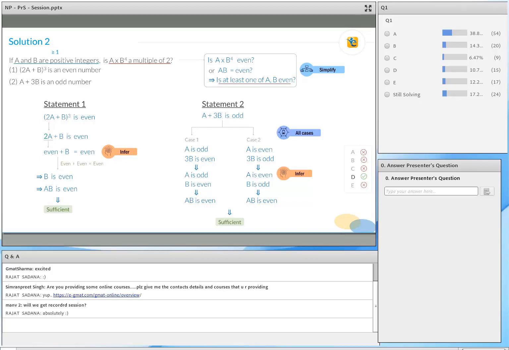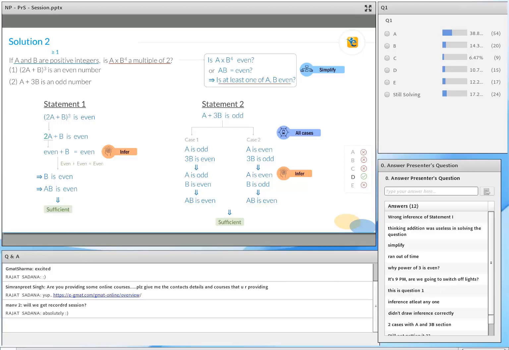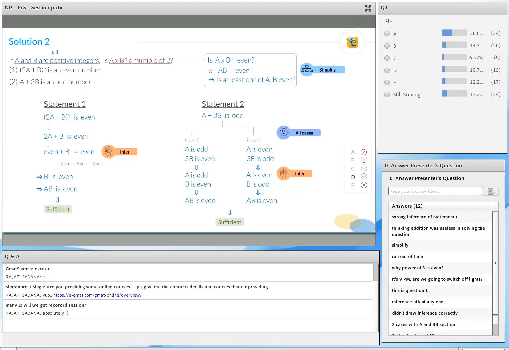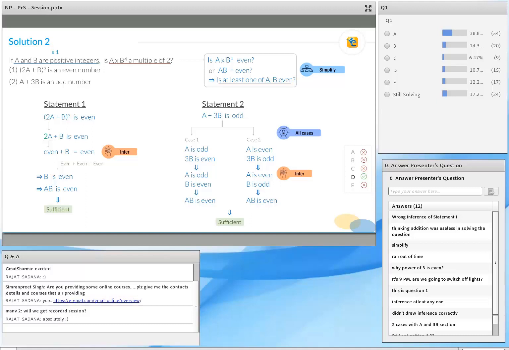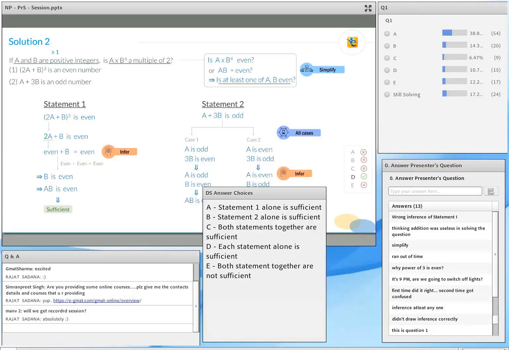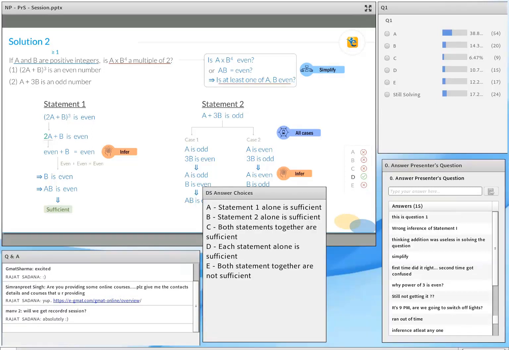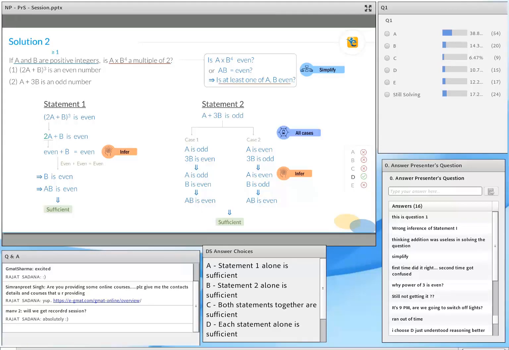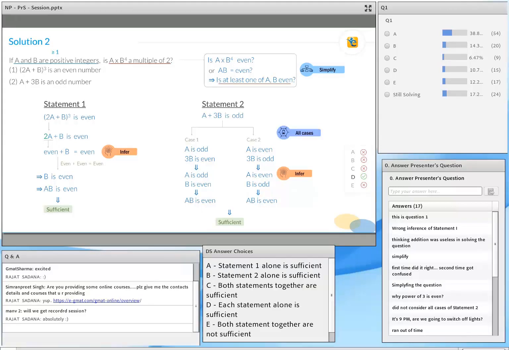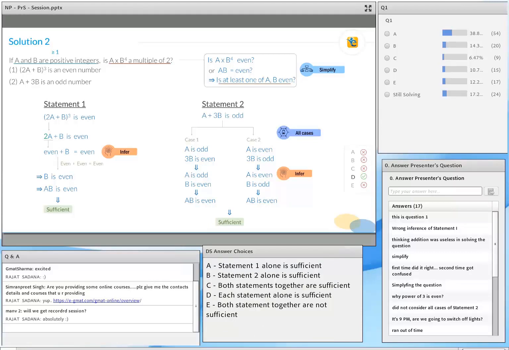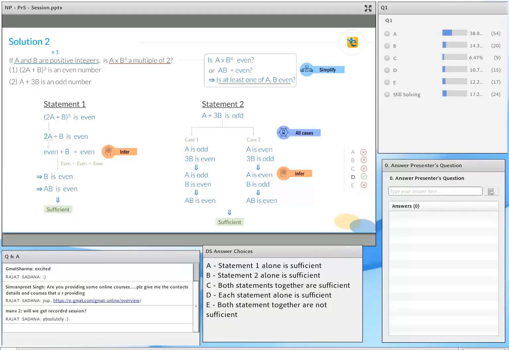Why did you make a mistake? Wrong inference of statement one. Now, for those of you who don't have the answer choices for DS, here it goes. You may have to scroll down this note pane. Okay, wrong inference. So again, I'm going to clear out this poll. I want you to tell me, which step did you falter at?